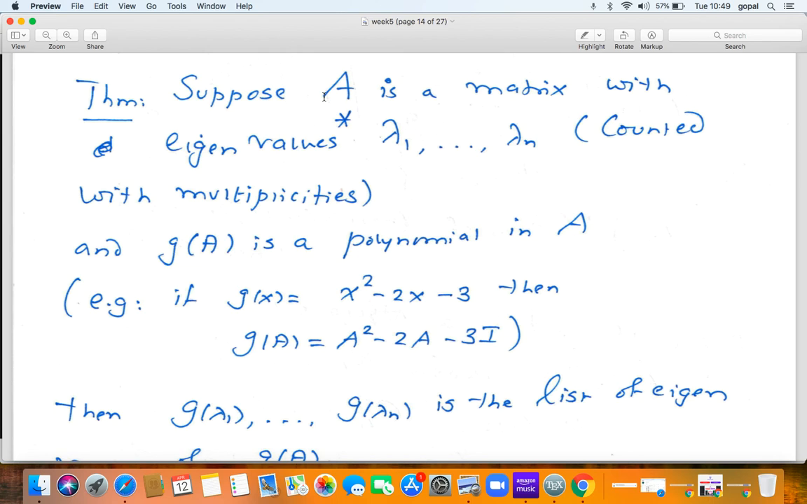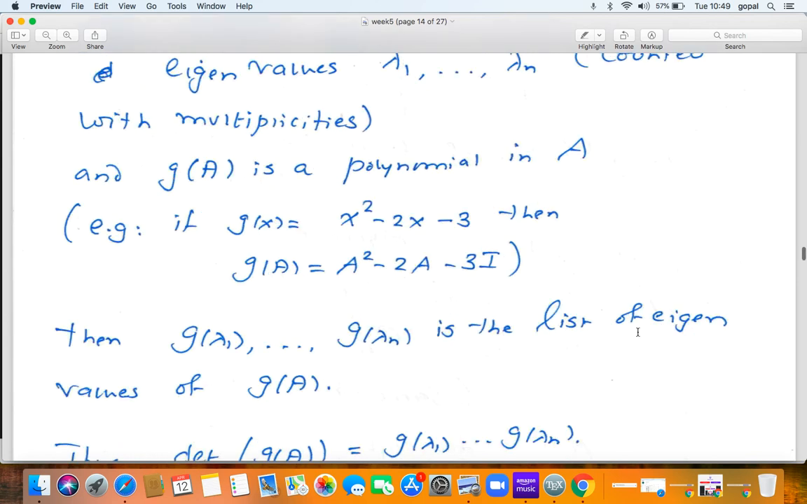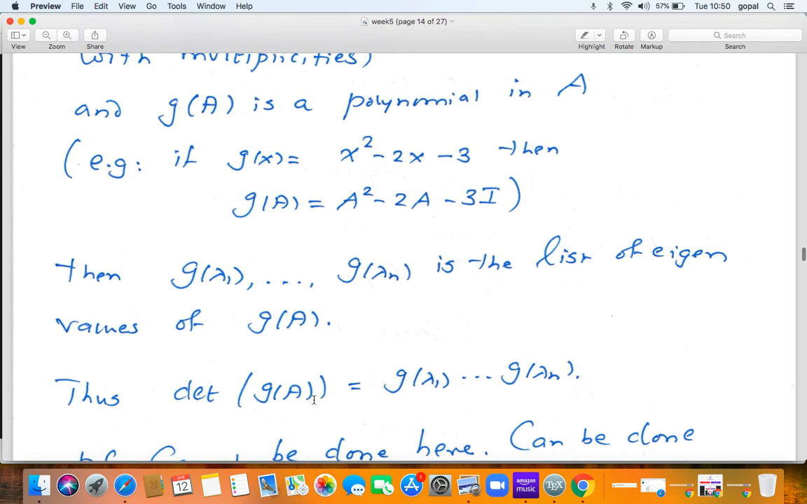More generally, if g(A) is a polynomial in A, for example g(A) could be A squared minus 3A plus 2I, or g(x) could be x squared minus 2x minus 3, so g(A) is A squared minus 2A minus 3I. Then what are the eigenvalues of this new matrix g(A)? It is simply g(lambda 1), g(lambda 2), ..., g(lambda n). And so what is the determinant of g(A)? The determinant of g(A) is simply the product of the eigenvalues: g(lambda 1), g(lambda 2), ..., g(lambda n).